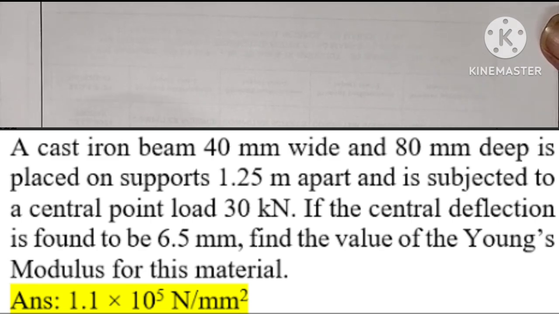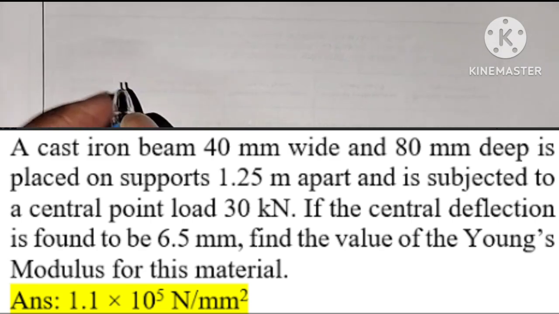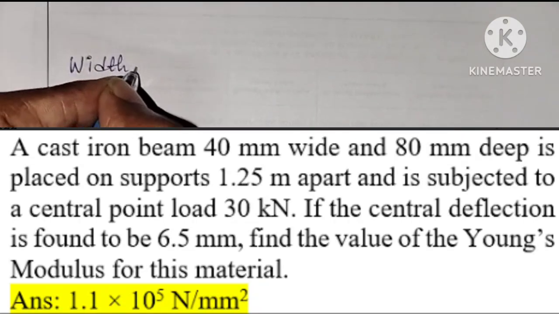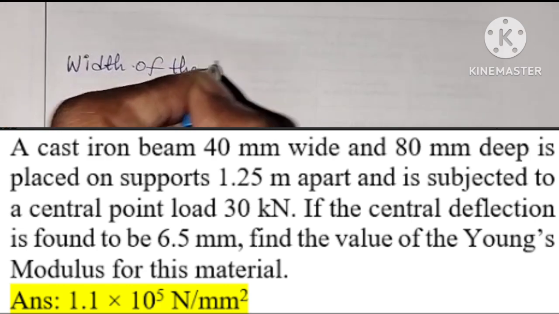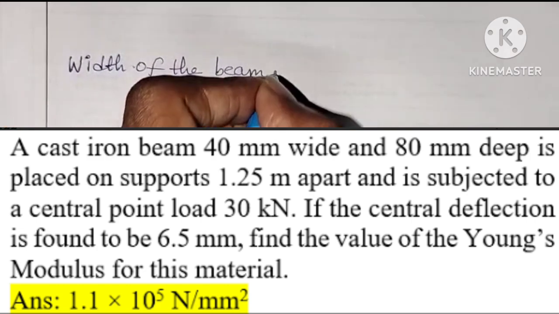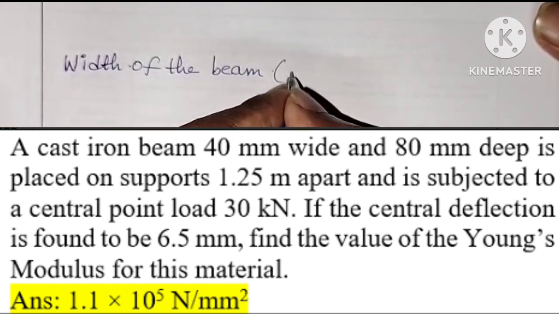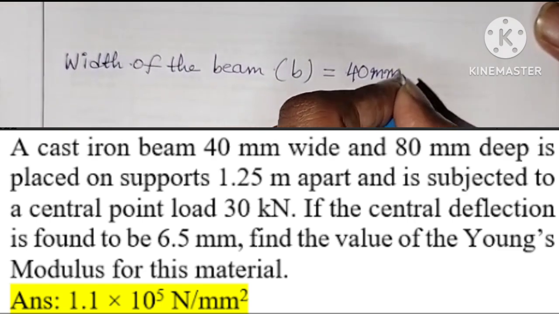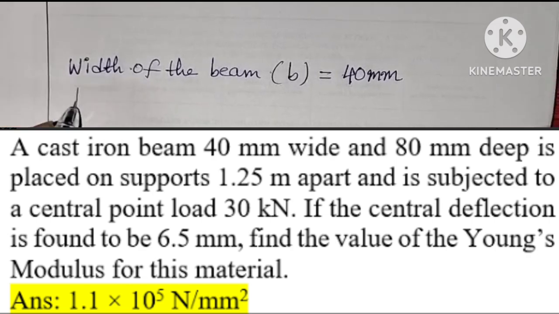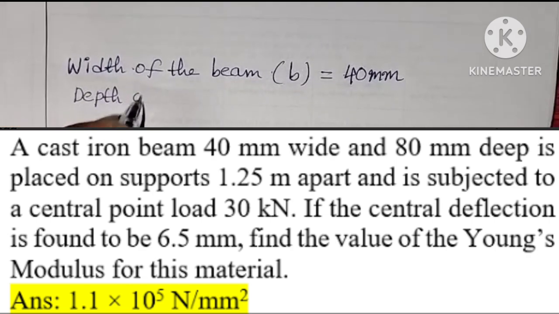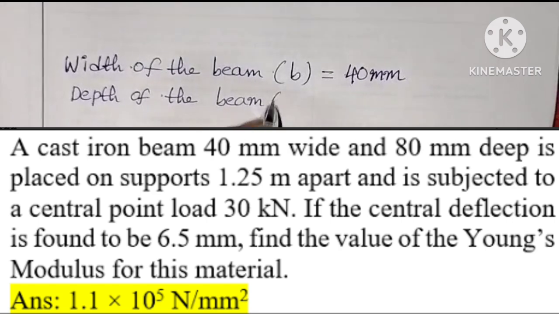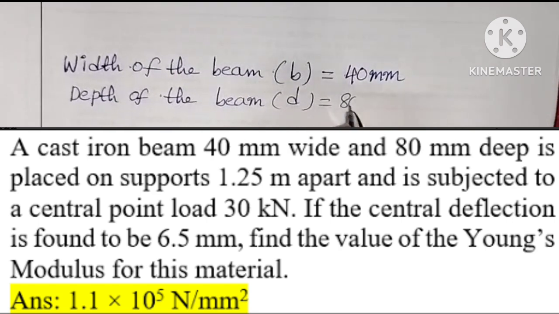So here we are given a cast iron beam 40 mm wide, the width of the beam. Let us note down the given data. Width of the beam B is equal to 40 mm, and 80 mm deep means depth of the beam D is equal to 80 mm.